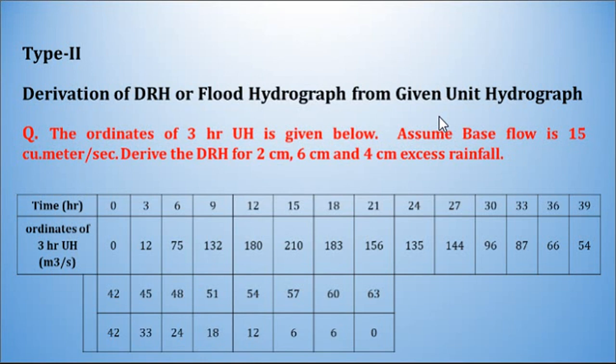Derive the direct runoff hydrograph for 2 cm, 6 cm and 4 cm excess rainfall. Here the time is given ranging from 0, 3, 6, 9 up to 63 hours, and the ordinates of the 3-hour unit hydrograph in meter cube per second are given like this.